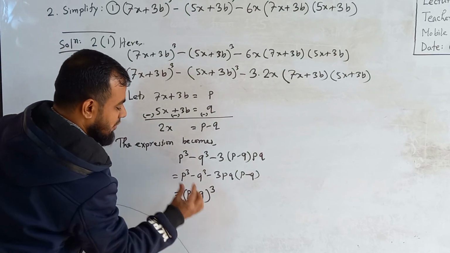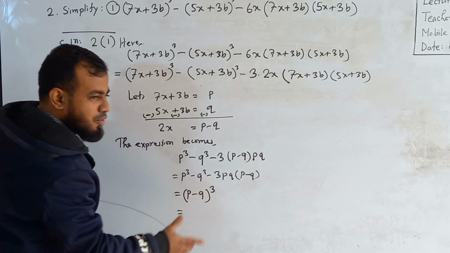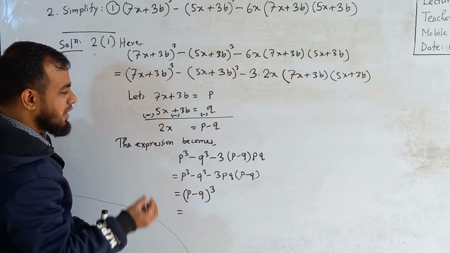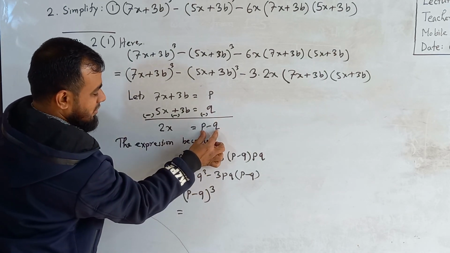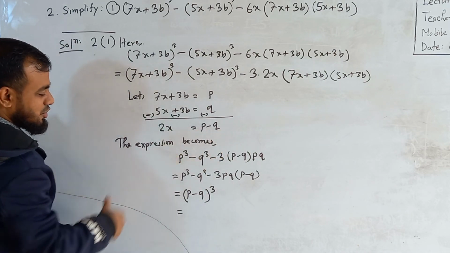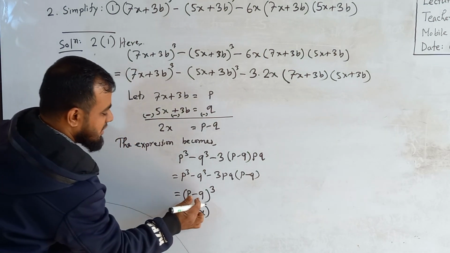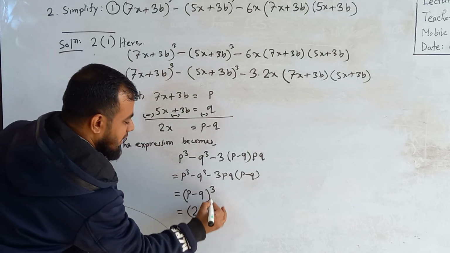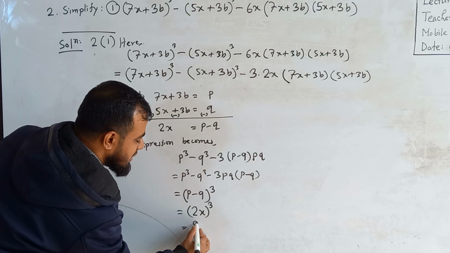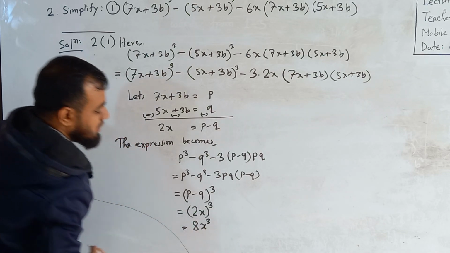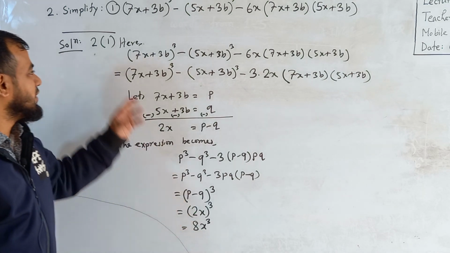Now we have found our required answer, my dear students. We assumed p and q. Now if we put the values of p and q here, we can get the result, or if we apply a technique, we also get the result quickly. p minus q's value is 2x, so put 2x in place of p minus q, and the cube will be there. So 2 cube is 8, and x cube is x cube, nothing else. This means that our simplified result is 8x cube.